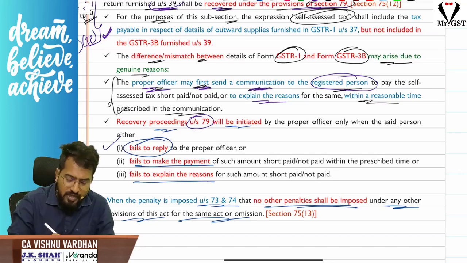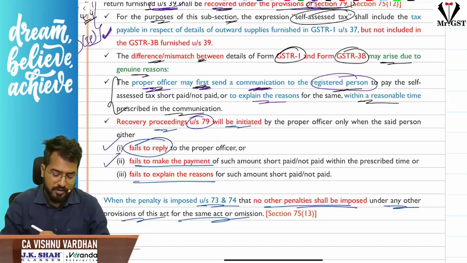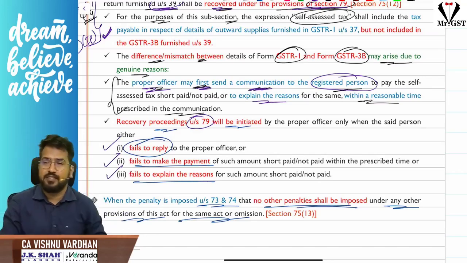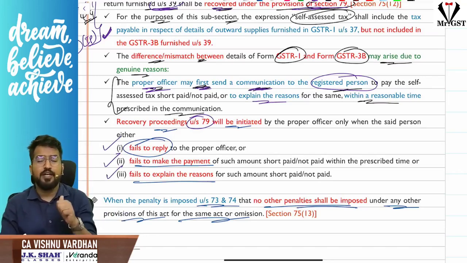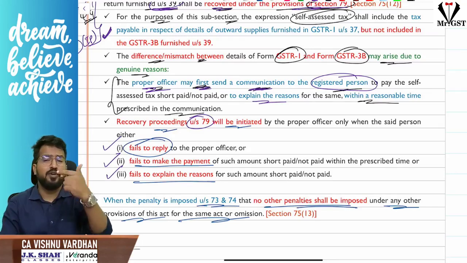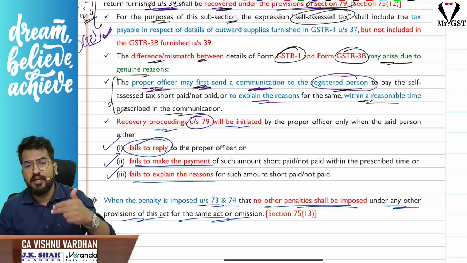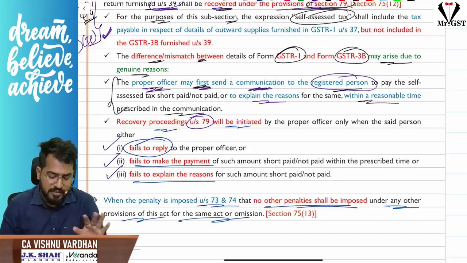Or you are liable to make payment but you did not make payment. Or you gave reasons which are not satisfactory. You failed to give proper reasons. Either you did not reply at all, or you did not make payment when you are liable to pay, or you gave reasons which are not satisfactory, you failed to give the proper reasons. Okay, in such cases they will initiate section 79.